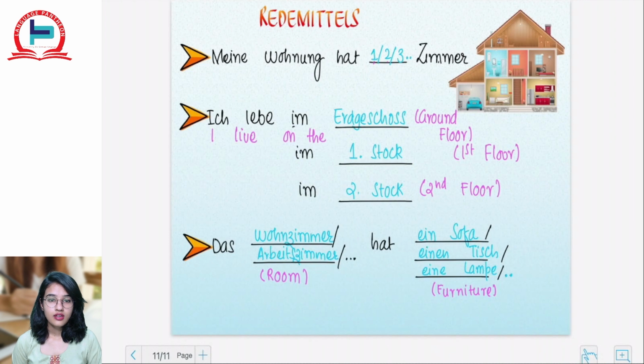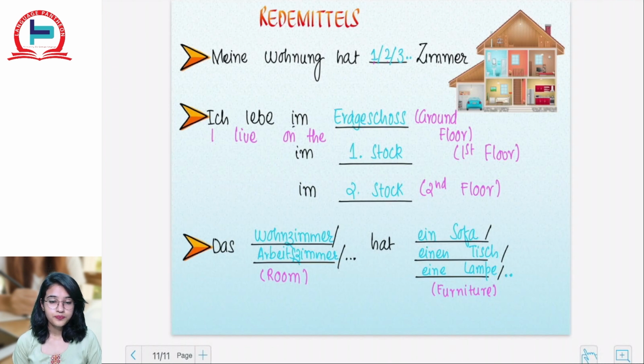Then you can tell on which floor you live. So you can use ich lebe im Erdgeschoss. Erdgeschoss, that is ground floor. It means I live on the ground floor. Ich lebe im ersten Stock, first floor. Ich lebe im zweiten Stock, that is second floor. Similarly, third floor, fourth floor, you can write accordingly.